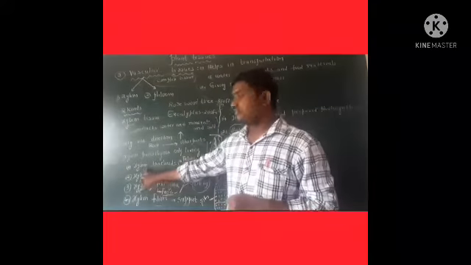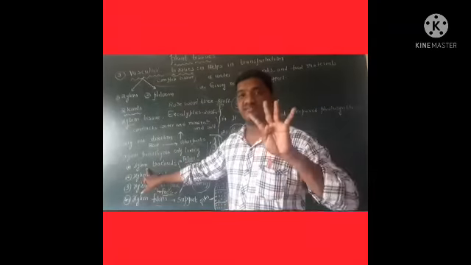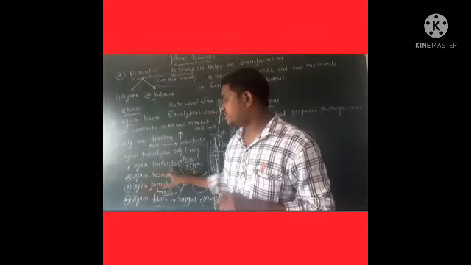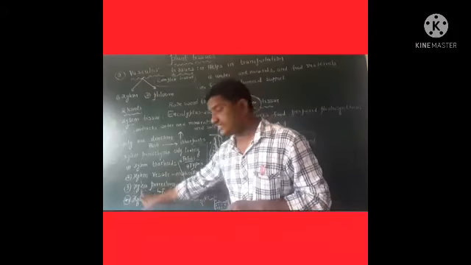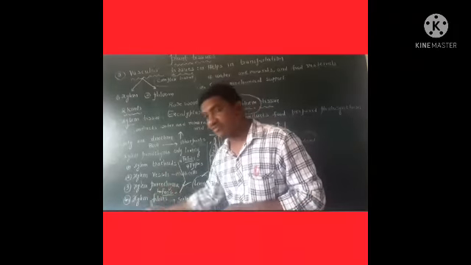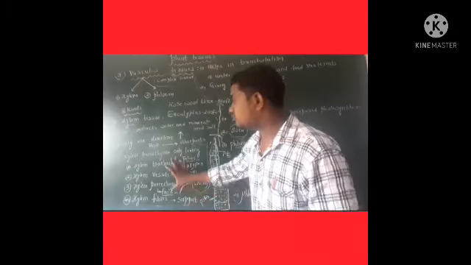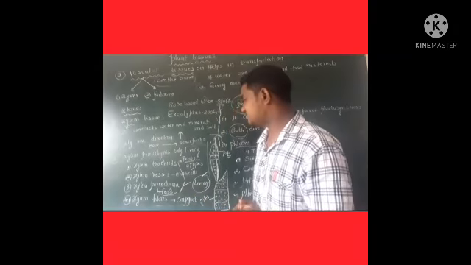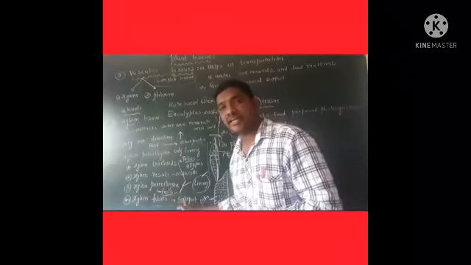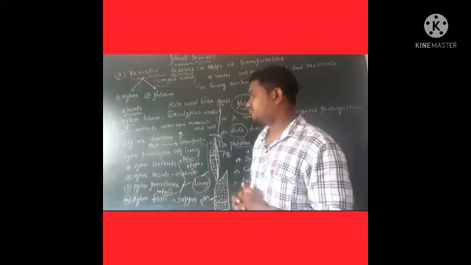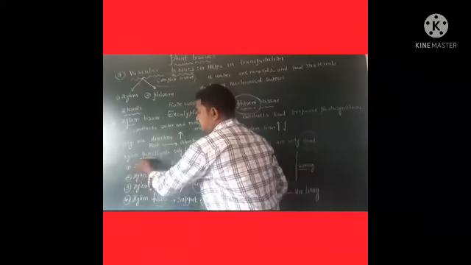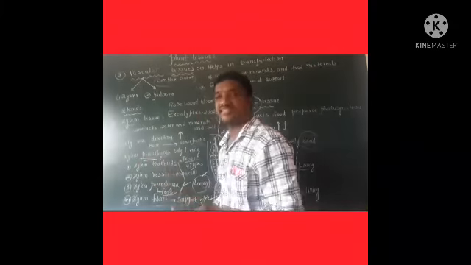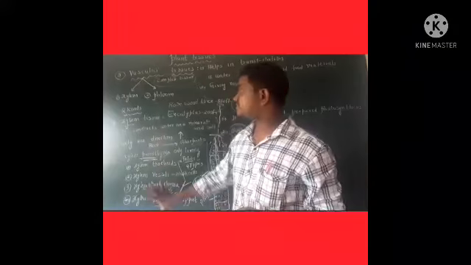There are four kinds of cells in xylem tissues: xylem tracheids, xylem vessels, xylem parenchyma, and xylem fibers. Among these four kinds of cells, only xylem parenchyma is living. The remaining cells are dead. This is about xylem.